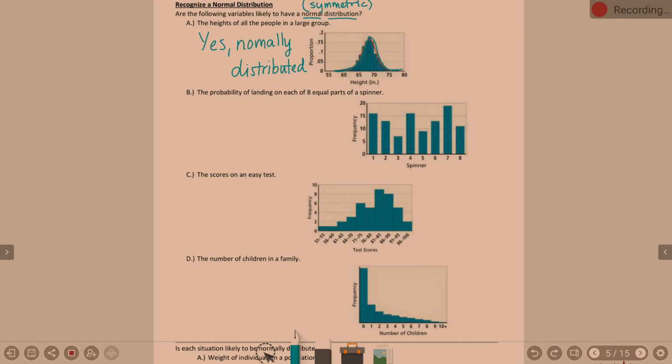B. The probability of landing on each of 8 equal parts of a spinner. So you visualizing a spinner? We take a spinner, we spin it. What's your chance of landing on 1 versus 2 versus 3 versus 4, 5, 6, 7, 8? The chance is all the same, right? There's an equal probability for 1 as there is for 2, as there is for 3, and so forth. So if that's the case, there's an equal chance, do we expect a normal distribution?